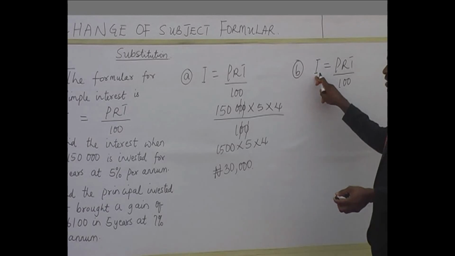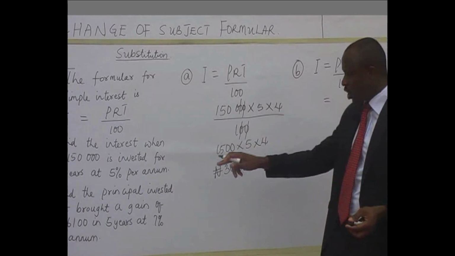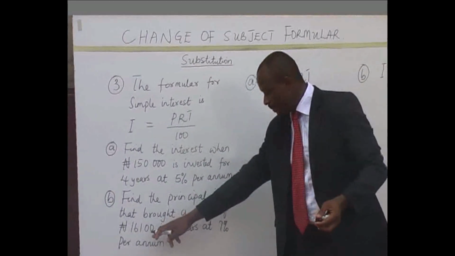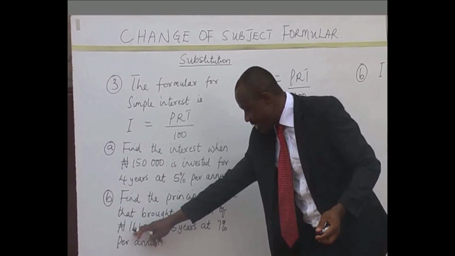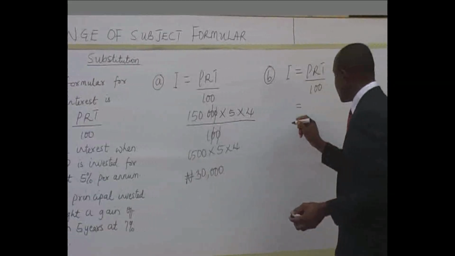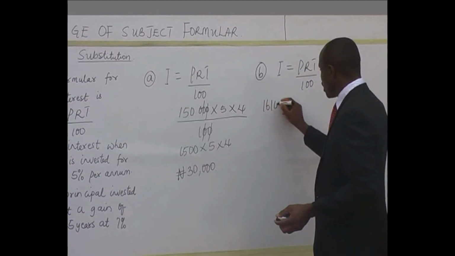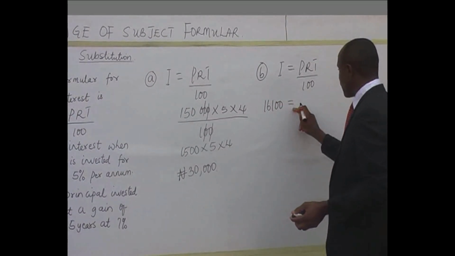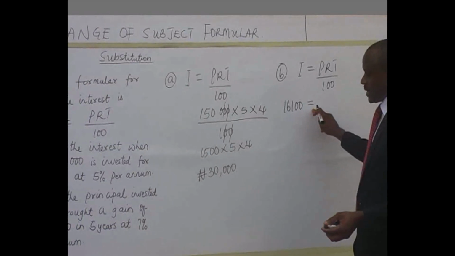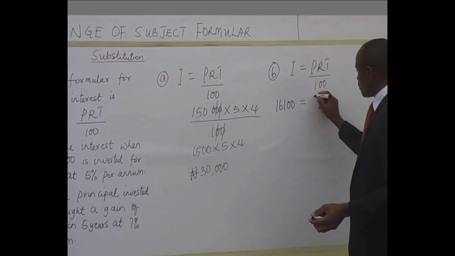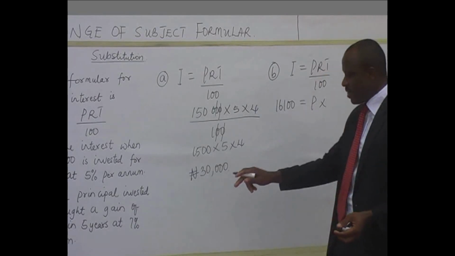Now the I has been given in question number 2, on the B part of the question, which says that I is 16,100. So use 16,100 to substitute I is equal to. You are looking for the principal, so put down P times the rate has been given there.